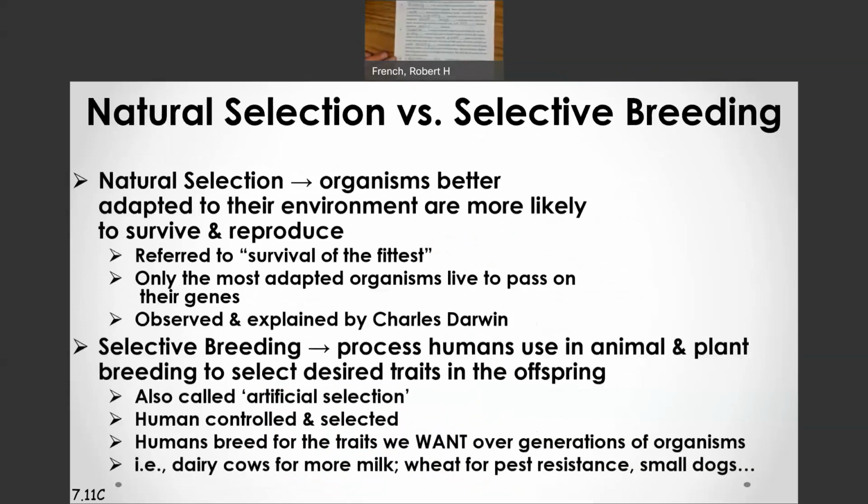All right. The process of blank blank makes organisms better adapted to the environment and more likely to survive and reproduce, while poorly adapted organisms are more likely to die off before reproducing. Let's say natural selection. In this way, the next generation is better adapted because only the most adapted organisms live to pass on their genes. This is referred to as the survival of the fittest. The theory of natural selection was first observed and explained by Charles Darwin.